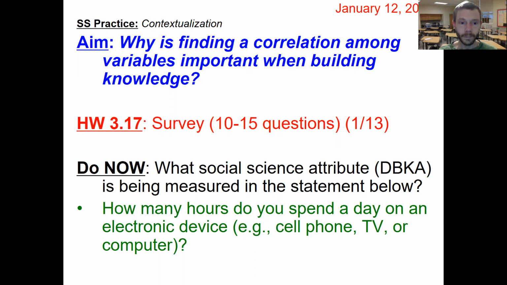So the opening question I'm going to ask my students in class is which of those social science attributes are being measured in the statement below. It says, how many hours do you spend a day on an electronic device? For example, a cell phone, a TV, or a computer. It's really measuring behavior because it's asking, what are you doing and how often do you do it?